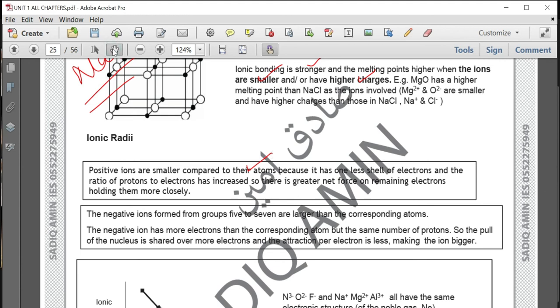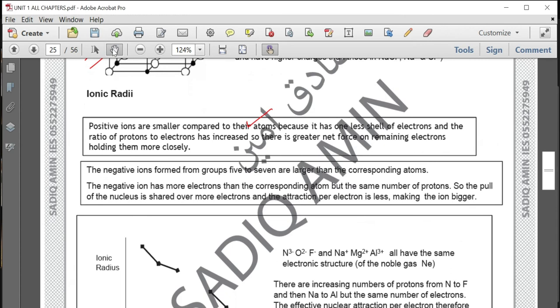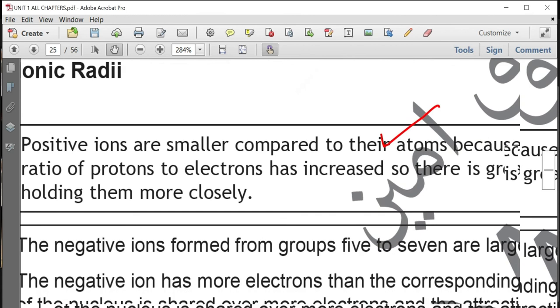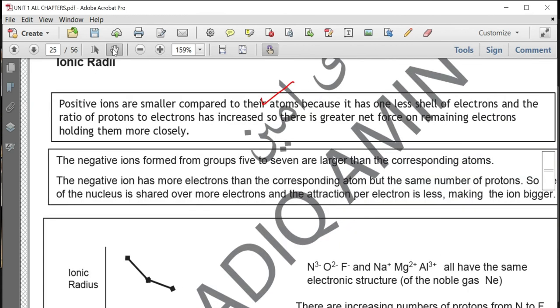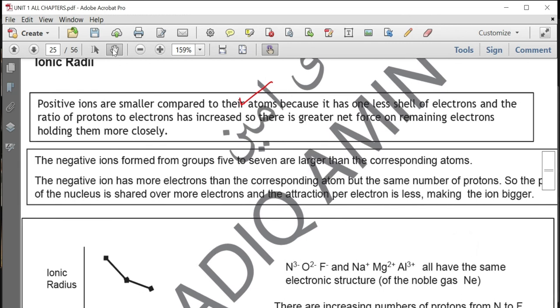And then what about the negative ions? The negative ions formed from groups 5 to 7 are larger than the corresponding atoms. Negative ions have more electrons than the corresponding atom, but the same number of protons. So the pull of the nucleus is shared over more electrons, and the attraction per electron is less, making the ion bigger in size. Okay.